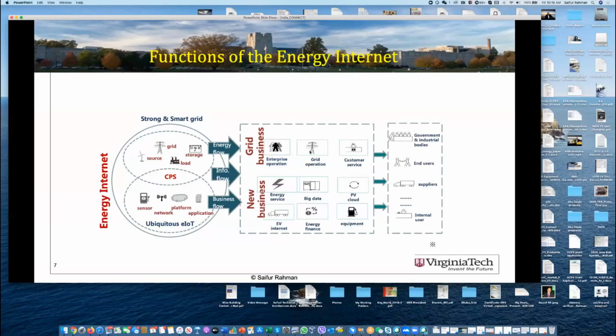And then you have energy flow, information flow, and business flow going to the network. And then, of course, on the right-hand side, you have end users, suppliers, internal users. All of those people are users. In the middle, you have the source and the supply. On the left, you have the control. That's the architecture of the future energy internet.